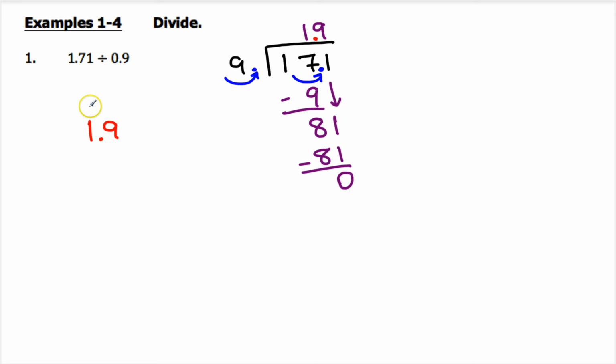Again, estimate to see if your answer makes sense. 1.71 is close to 2. 0.9, or 9/10, is close to 1. And 2 divided by 1 is 2. 2 is very close to our exact answer of 1.9. So 1.9 does make sense.